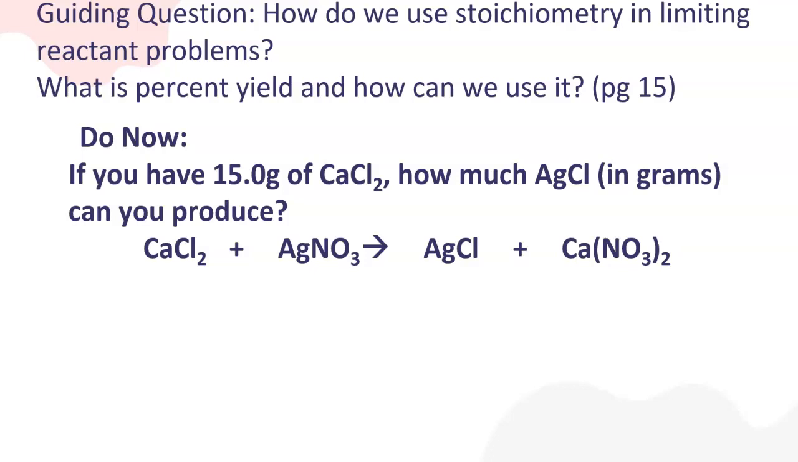We're going to go over the do now using a BCA table. If you have 15 grams of calcium chloride, how much silver chloride in grams can you produce? It's helpful if you do a roadmap. Please make sure we're paying attention.